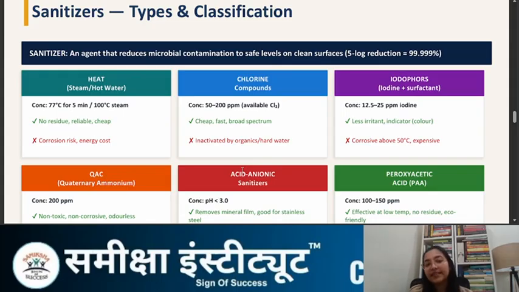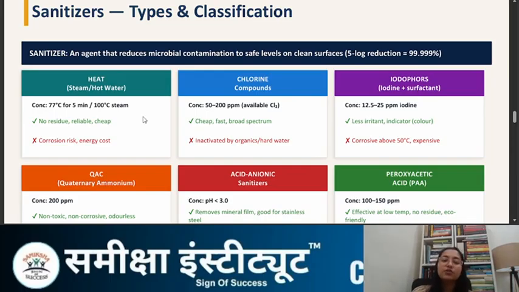Since we studied about cleaning, we studied about sanitization. We studied how sanitization means reduction of the pathogens and the microbial load. So a sanitizer is an agent which reduces the microbial contamination to safe levels on the cleaned surfaces. Basically it should reduce the microbial load by about 99.99%. It should be able to remove the microbes up to 99.99%. So these are the types of sanitizers that are used on a routine basis.